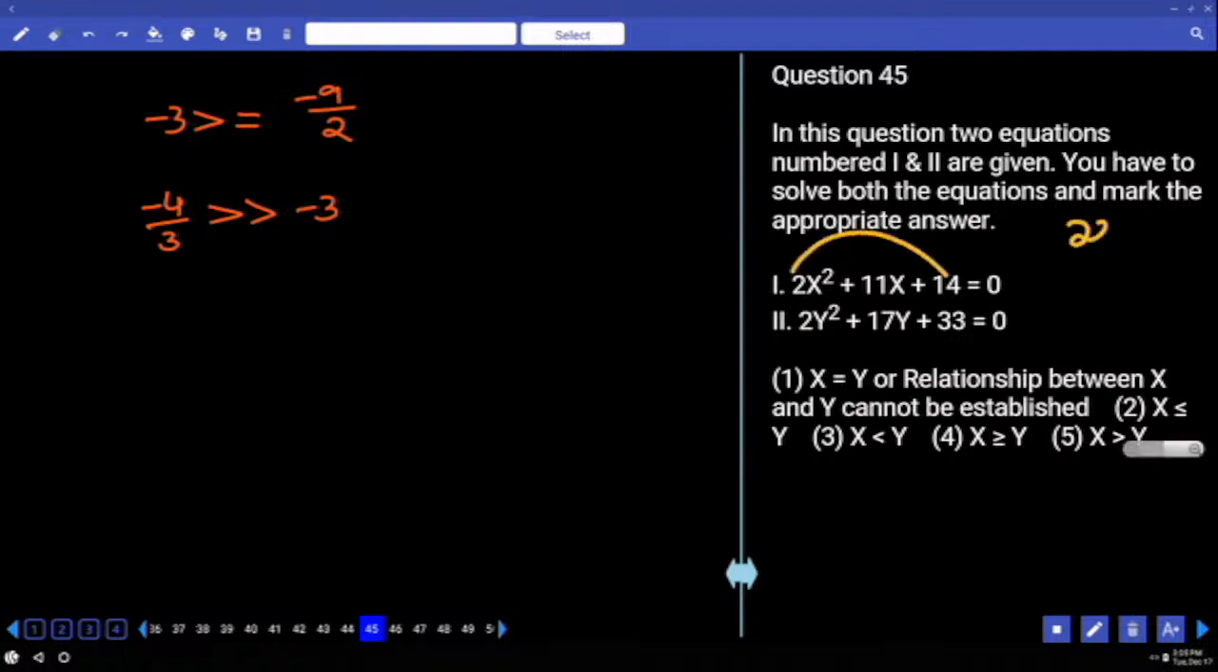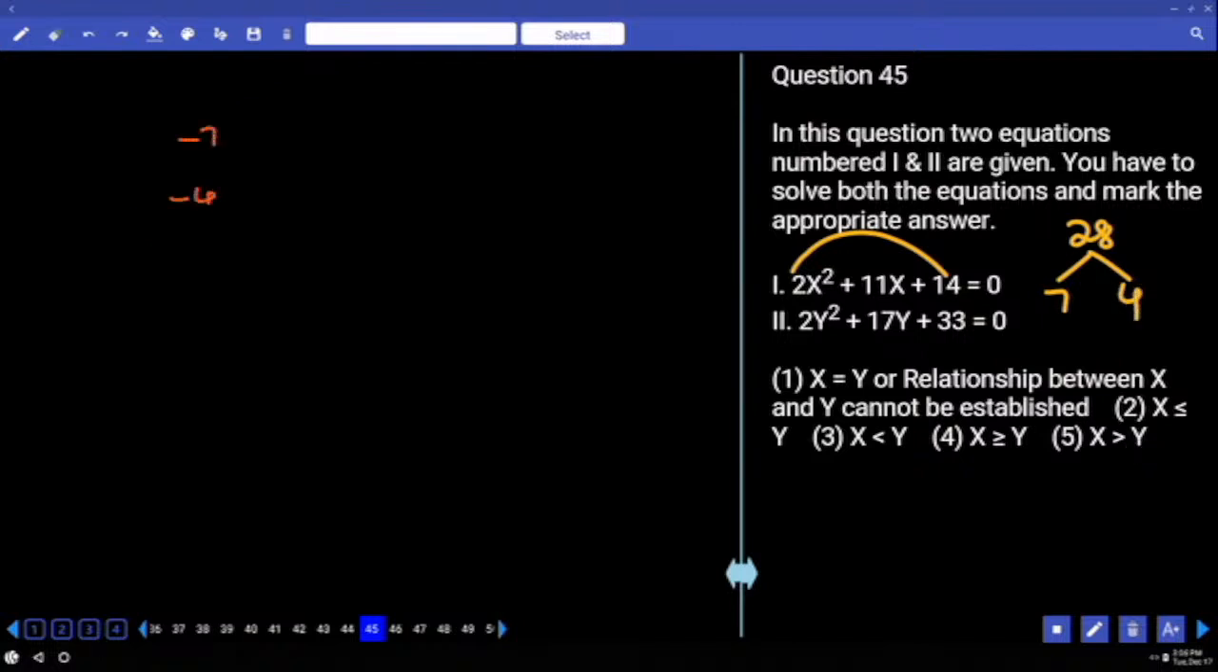Two 14s, 7 4s 28. Plus or minus coefficient రాయాలా? Because both are having same. 2 33s, 11 6, -11. -7 is greater than -11 but less than -6. Answer: no relation is the answer.